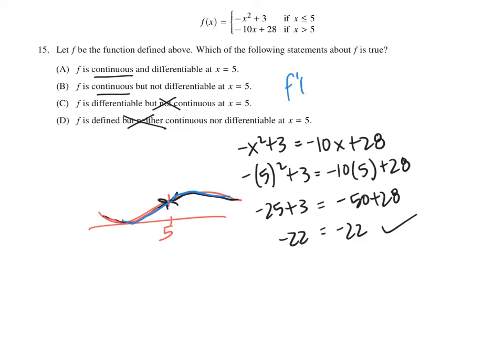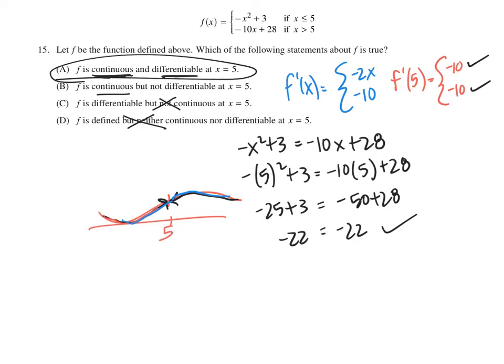And I'm going to put that here. F prime of x would be the derivative of the top, which would be negative 2x. The derivative of the bottom would be negative 10. The question is, what is the slope when x is 5? Negative 2 times 5 is negative 10. Negative 10. I cannot substitute in a 5 there, but my left side slope is equal to my right side slope. Therefore, my function is continuous and differentiable. Answer A.